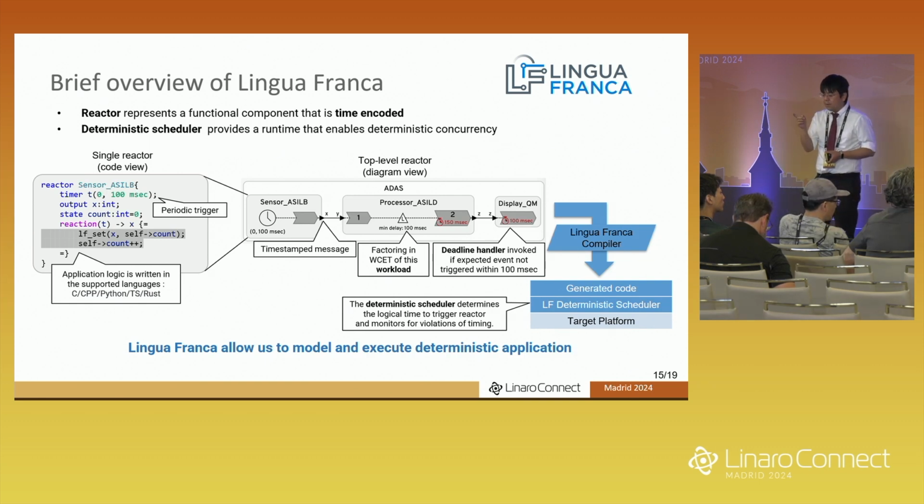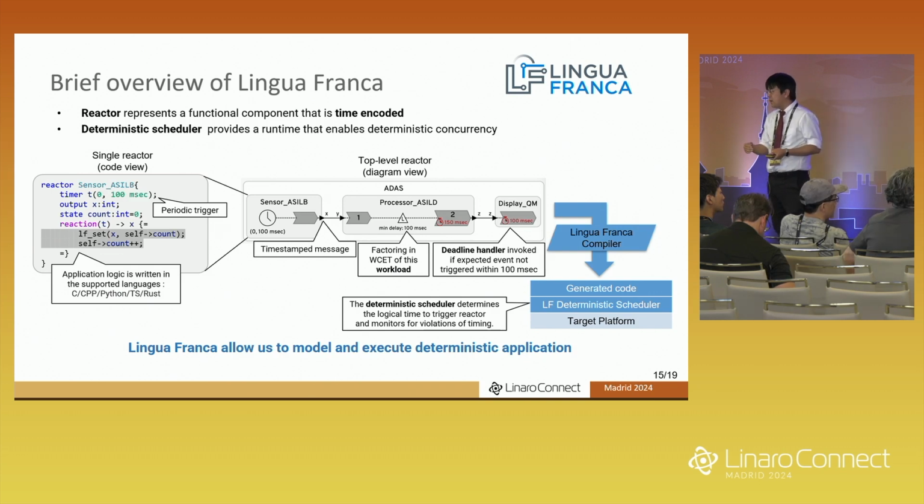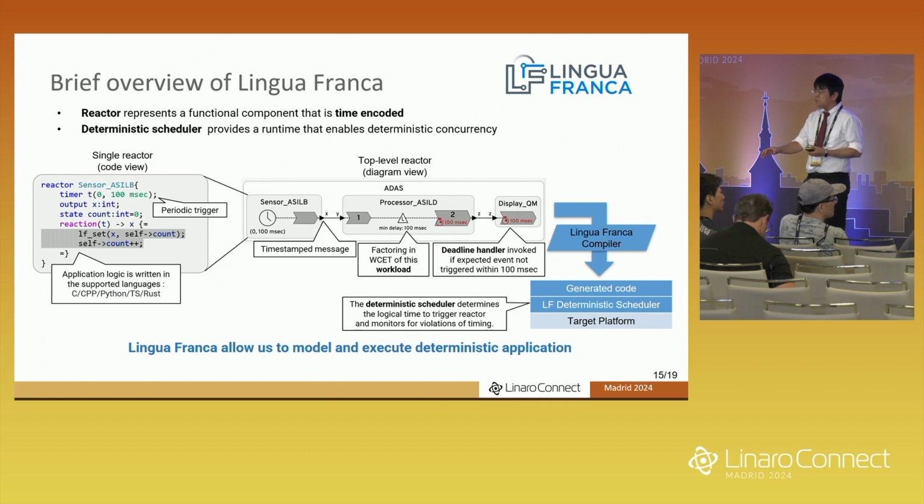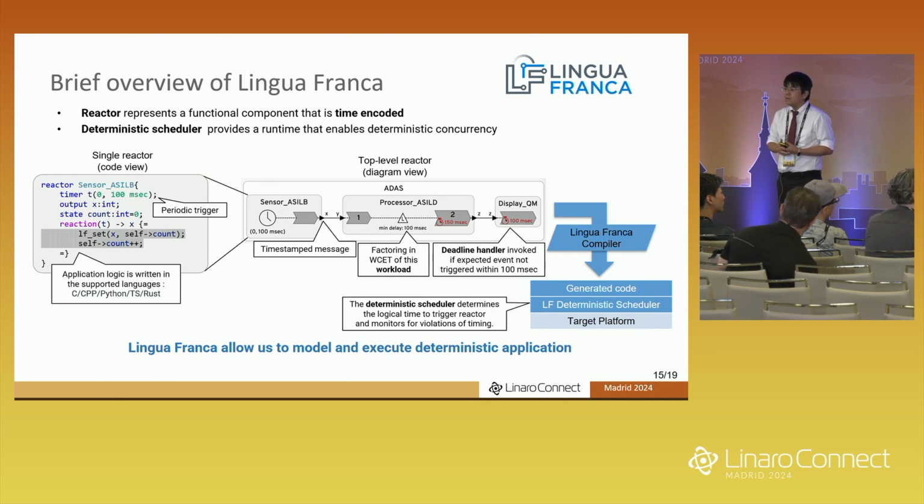Okay, and next, the display reactor has a kind of deadline. We can specify the deadline from the timing the input message is generated to the timing that actually triggers this reactor. So if the expected event is not triggered within this 100 milliseconds, some deadline handler is invoked by the runtime scheduler.